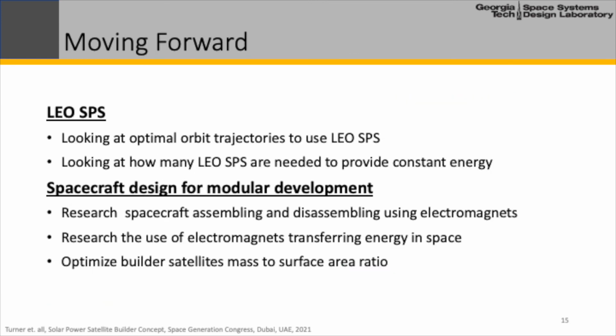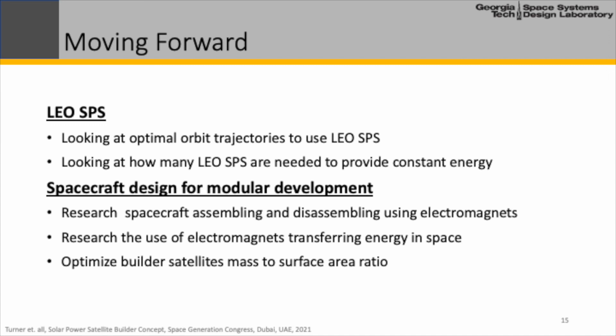Moving forward, while this presentation does show one potential concept for how a solar power satellite could be built and a case in which it would prove to be beneficial, many next steps are needed for proof of concept. In our case, we as a team are now focusing on 2 major areas, one being the use of LEO solar power satellites and exploring optimal orbit trajectories and how many LEO solar power satellites would be needed to provide constant energy to a specific key location on Earth.